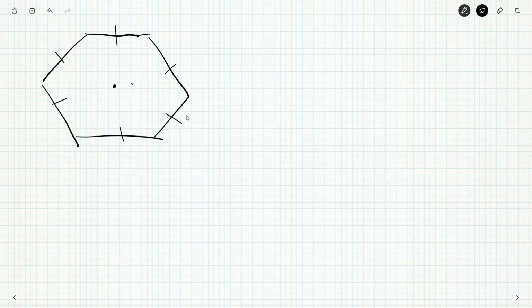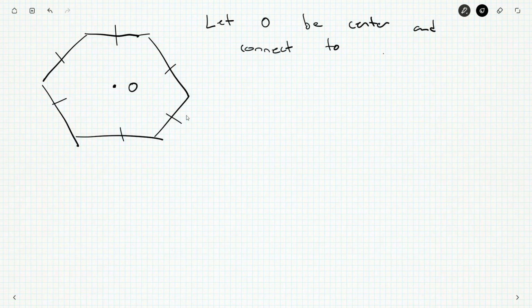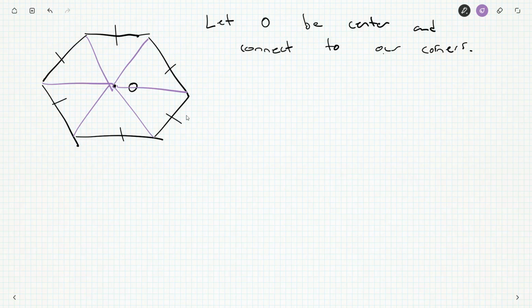What I would do is I would say, well, let's let O be the center, and connect to our corners. Purple, let's say. Okay. So what's going to happen is that all of these happen to be equilateral triangles. What would be the best way to explain it? Well, you could probably say the hexagon is regular, and so its center is actually its circumcenter. That's pretty helpful, and that tells you that all of these are the same side or something like that.